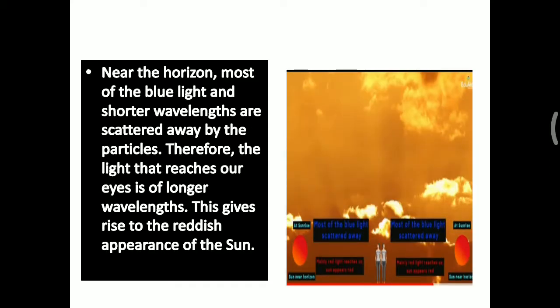Near the horizon, most of the blue light and shorter wavelengths are scattered away by the particles. Therefore, the light that reaches our eyes is of longer wavelength. This gives rise to the reddish appearance of the sun. So when it travels a long distance, the shorter wavelength of blue light is scattered away. Only the longer wavelength of red light reaches our eyes. So the sun appears reddish during sunrise and sunset.